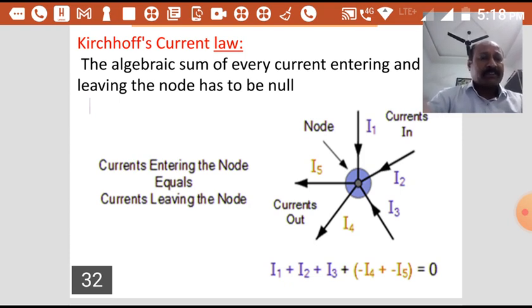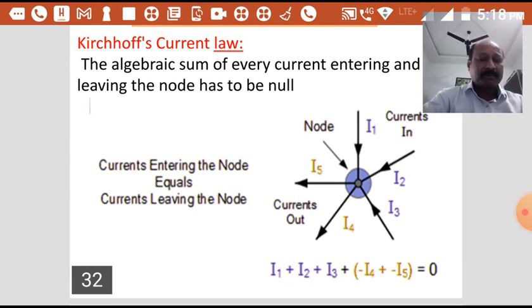Then 2 more currents are there, that is I4 and I5. These currents are leaving the node. So the direction of these currents is away from the node. So such current is called an outgoing current. So as per Kirchhoff's current law, the incoming current equals outgoing current, or the algebraic sum of current entering and the current leaving equals 0 or null.